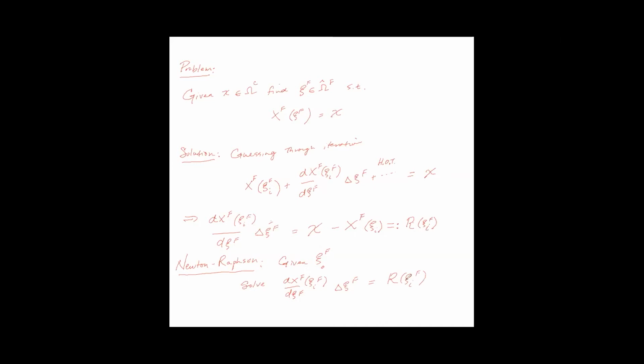So we solve this for delta xcf, and then we update our guess. So we have xci plus 1 of f is going to be equal to xci plus delta xcf. And we should put some kind of a check. So we should check for convergence here.